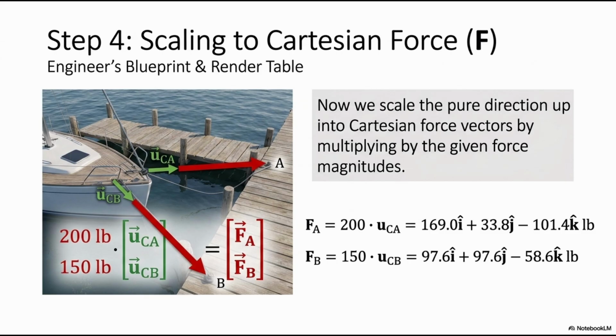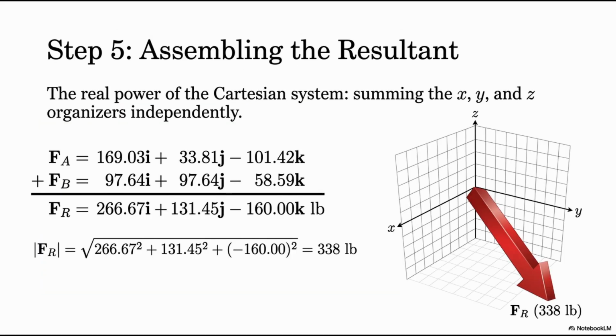Let's scale them up into Cartesian force vectors by multiplying the force magnitude by the unit vector. Time to open our component organizers. We sum the x, y, and z components independently. This is the real power of the Cartesian system. Let's find the total magnitude of this resultant. We'll report it as 338 pounds to keep things clean.